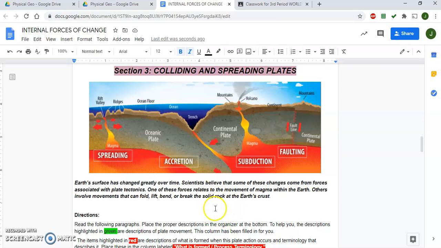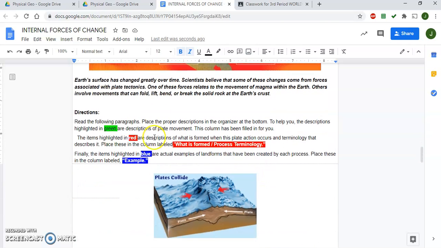They can come together, such as right here, this plate's moving this way, and this plate is moving this way. They can move apart as this plate moves this way, this plate is moving this way. Sometimes plates dive below, sometimes plates crumble up, and they create all of these things that we're looking at. So you're going to read about that.